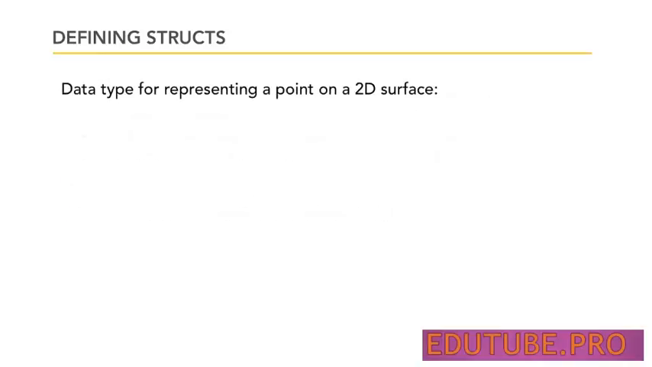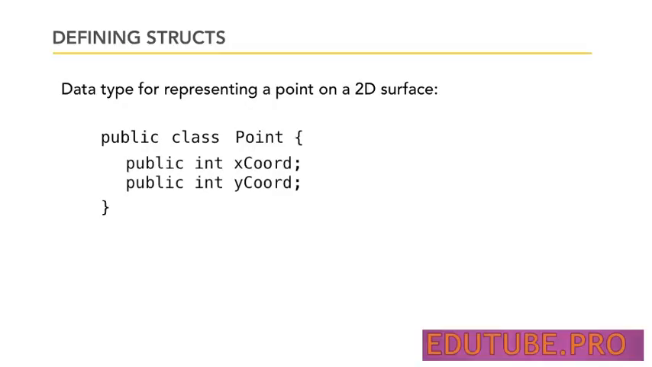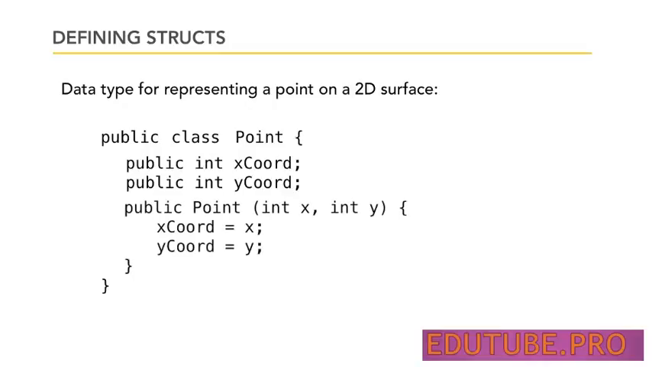Suppose we wanted to define a data type for representing a point on a two-dimensional surface. Well, we could do that with a class, right? We would say public class point, and we would have an x coordinate and a y coordinate. You could also have a constructor function. So when someone said new point, they could pass in a value for the x and the y, and that would set the x coordinate and y coordinate to whatever the values are. We could also just simply declare this to be a struct, in which case it's not a class anymore, but everything still works. We've got member variables, we have a constructor function, and everything is fine. So let's go jump over to the code and exercise this.